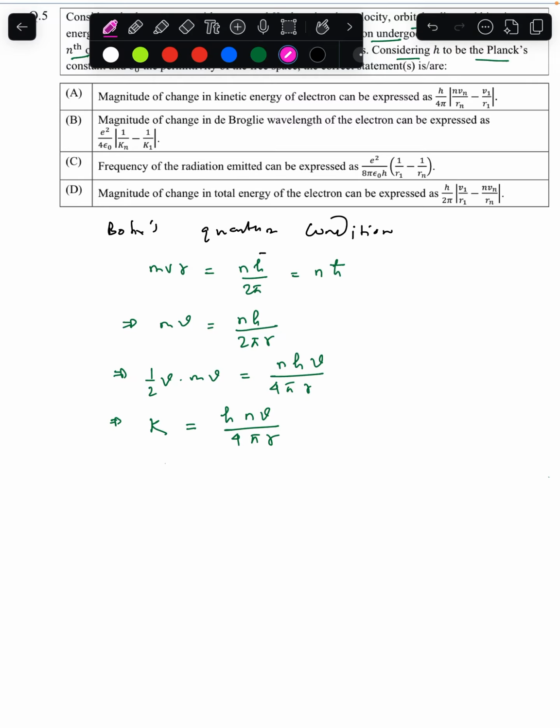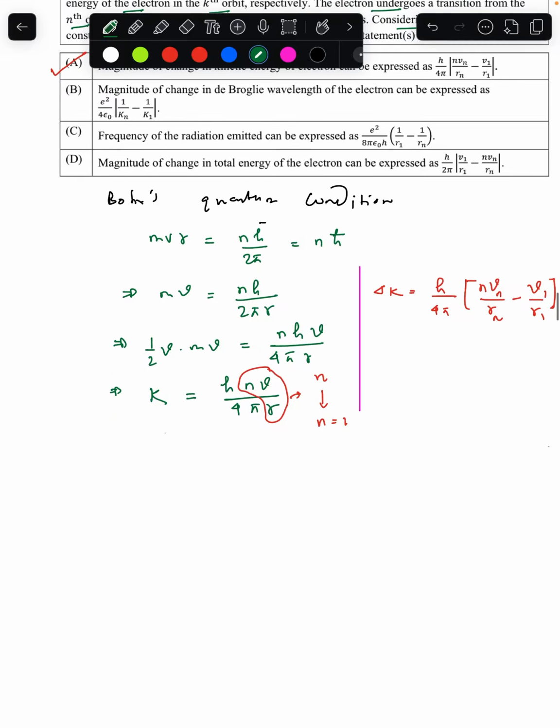From this equation, it is quite clear that if you want to check the change in kinetic energy, delta K, the value will come as h by 4 pi, you take it common. So it is n into vn by rn minus v1 by r1, mod of this. Here this is the variable. We have to put this difference between nth level and the Lyman series, that is n equal to 1. So option A is verified. Let us go for the second option.